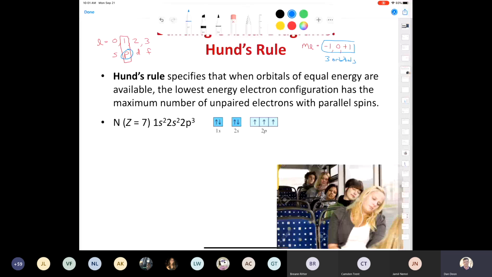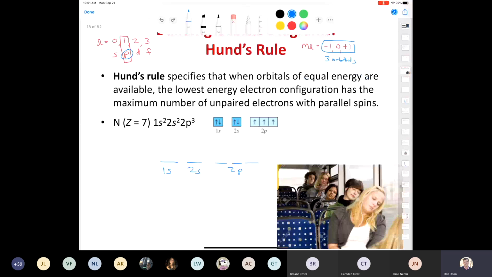It says that when orbitals of equal energy are available, the lowest energy electron configuration has the maximum number of unpaired electrons with parallel spins. Okay, so if I have nitrogen, which has an atomic number of 7, let me write out the orbitals like this. I have 1s, a 2s, and then for 2p, we said there's 3 types of orbitals. They're all equal in energy.